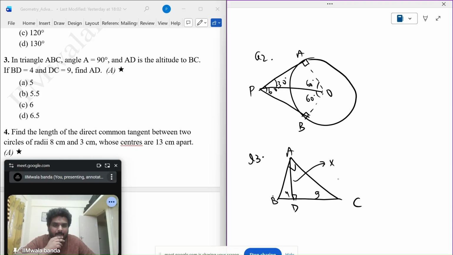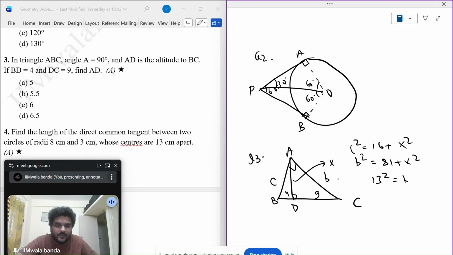Right. Can I assume this to be C and this to be B? Can I say 16 plus C square? Sorry, C square is 16 plus, okay, we have taken X, so let it be X. And in this case, B square is 81 plus X square. And in the entire triangle, 13 square is B square plus C square. Put it like that, 169 is 97 plus 2x square. I need X, right?